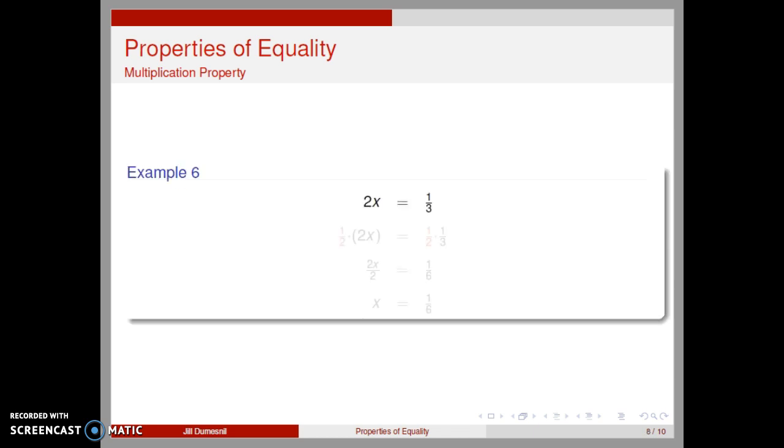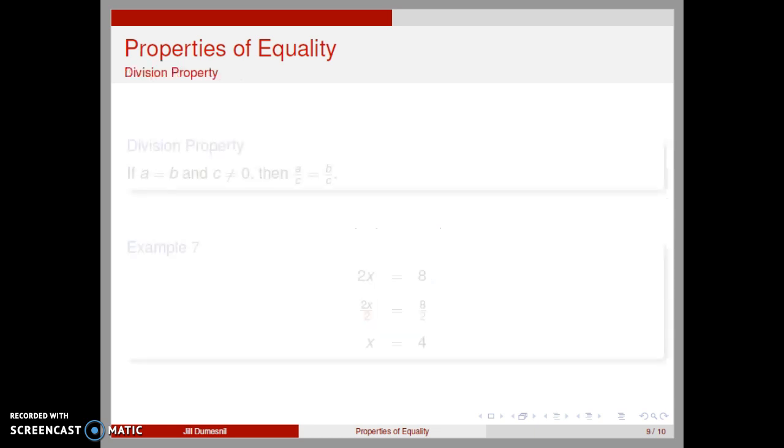Similarly, to solve the equation 2x equals 1/3, we can multiply on both sides of the equation by 1/2. Then 2x over 2 will equal 1/6 by the fraction multiplication property, and x equals 1/6. Note that multiplication by 1/2 is the same as division by 2.